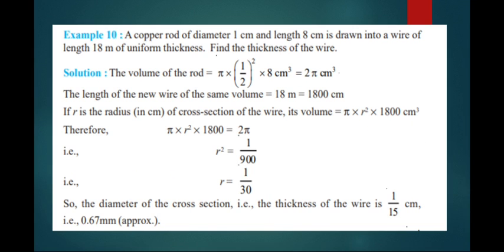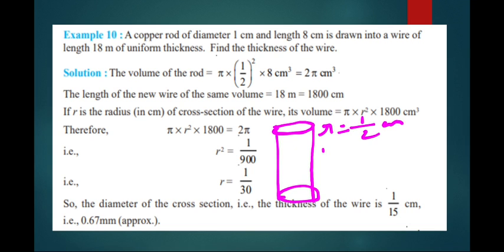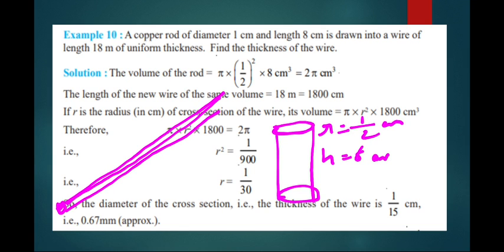Now question number 10. A copper rod of diameter 1 centimeter and length 8 centimeter. This is a copper rod of diameter 1 centimeter, means radius is 1 by 2 centimeter, and height is given as 8 centimeter, is drawn into a wire of length 18 centimeter. Suppose this is the wire which is also in the shape of a cylinder, a thin cylinder.